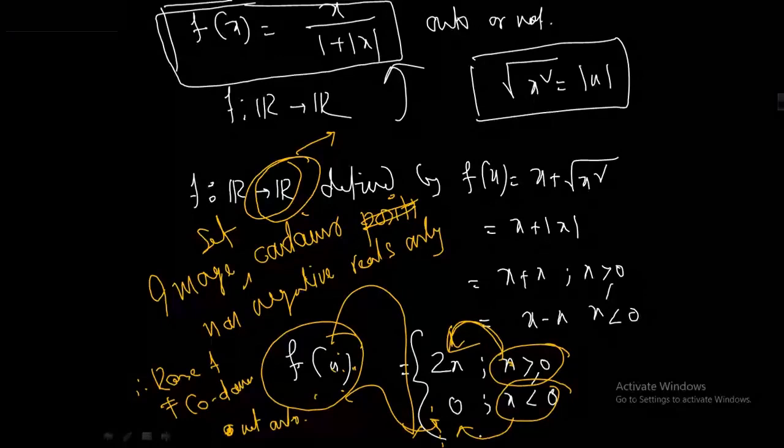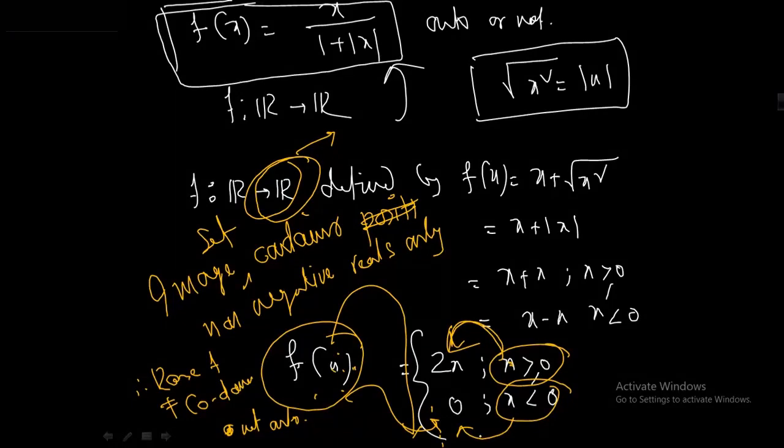Image set contains non-negative reals only. But the codomain, the set of reals, contains negative reals as well. So therefore the codomain is not equal to the range set. Hence the function is not onto.